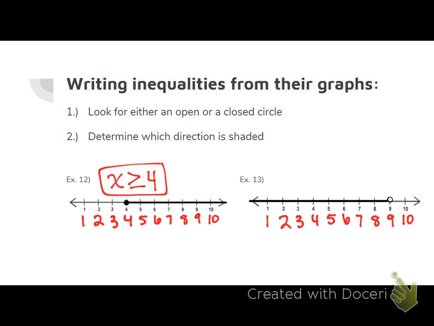James, you got our other one? Is it X less than 9? Very good. X is less than 9 would be the inequality that gave us that other graph. Okay, again, variable on the left. We do not have an equal to bar because it is not shaded. It was shaded to the left, so it is less than.